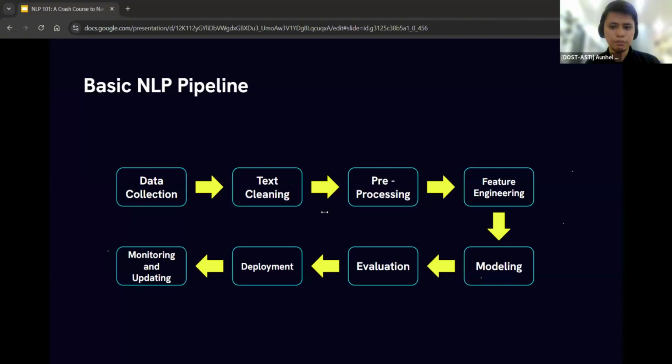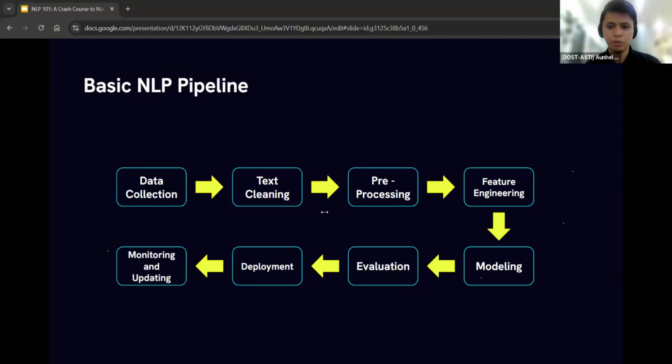Okay, so we have the data collection step. We need our data. You cannot create a model or system to understand language if it doesn't have any data to work on. Then after collecting our data, we do what we call text cleaning, or cleaning our data. There's a saying in AI which goes: garbage in, garbage out. So the quality of your outputs depends on the quality of the data that's used in training.